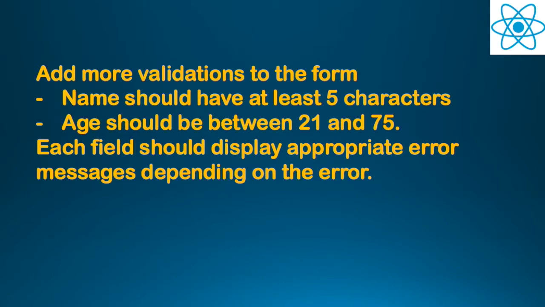The next exercise says add more validations to the form. Name should have at least 5 characters. Age should be between 21 and 75. Each field should display appropriate error messages depending on the error. So we have shown error messages earlier that name must be entered. So we would show a different message if the name has not been entered, and a different message if the name has been entered but it has less than 5 characters. Same we should do with the age.